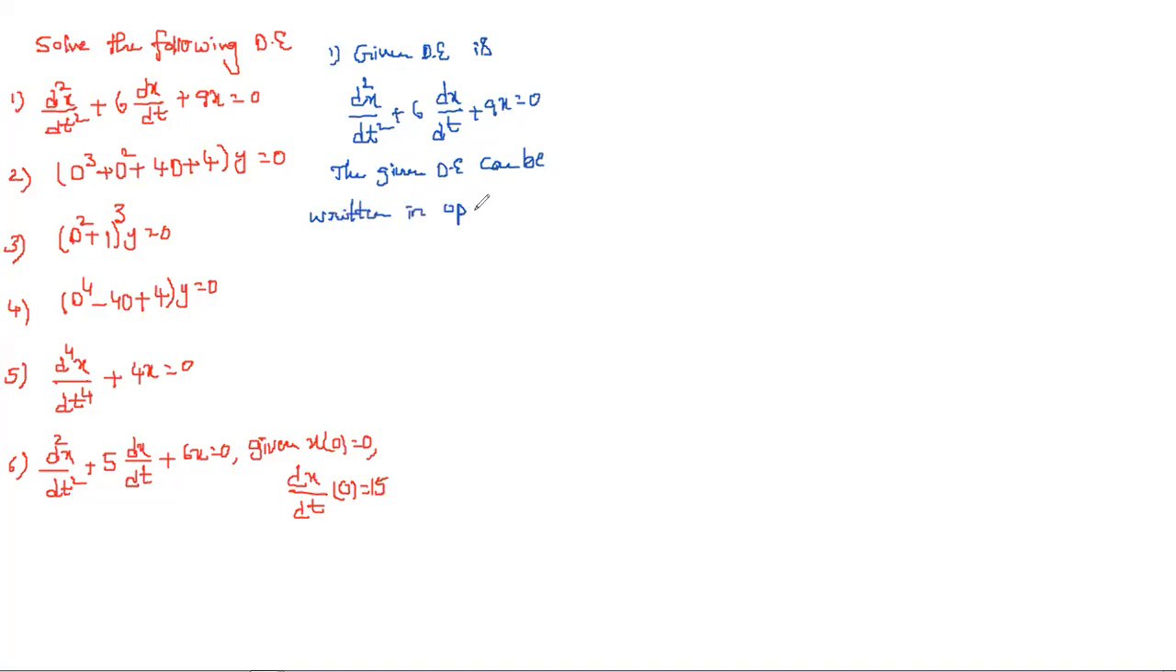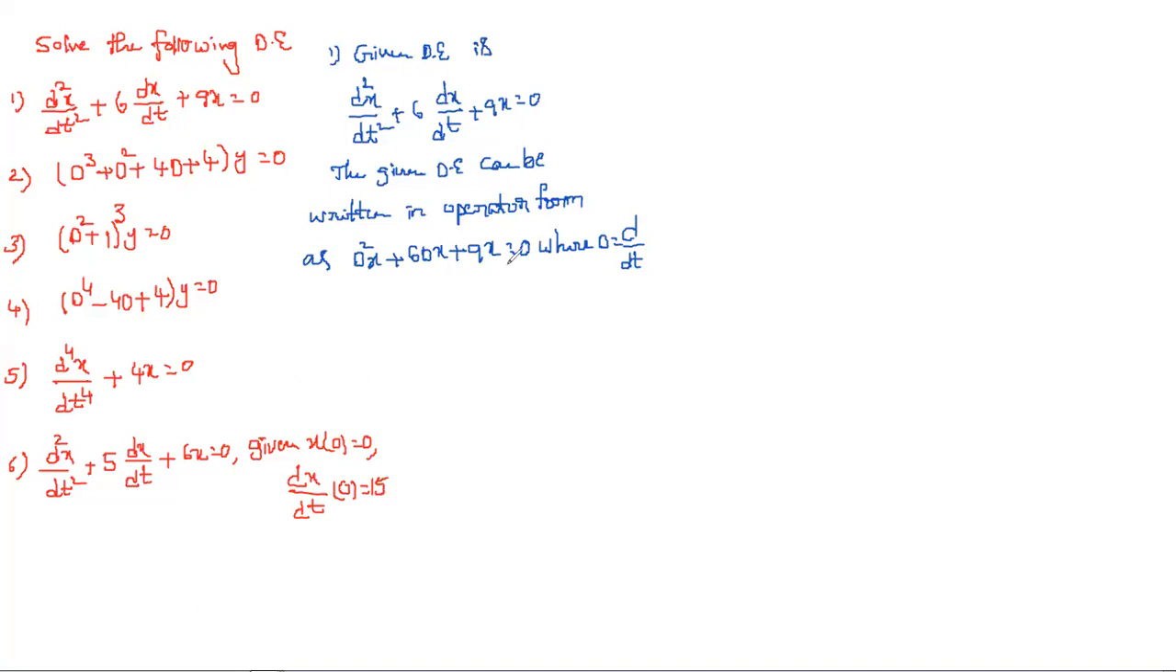Which operator we are using? We are using capital D, right? Differential operator capital D. So first you need to write, here it is having d square x. So d square x plus 6 into dx plus 9x is equal to 0, where d is equal to d by dt. Okay, so d is equal to d by dt.